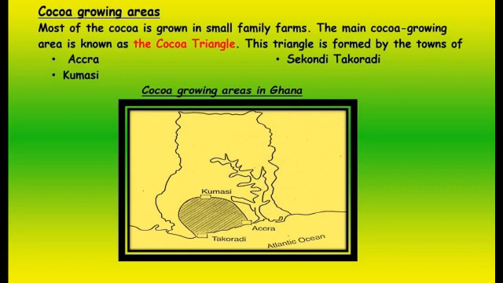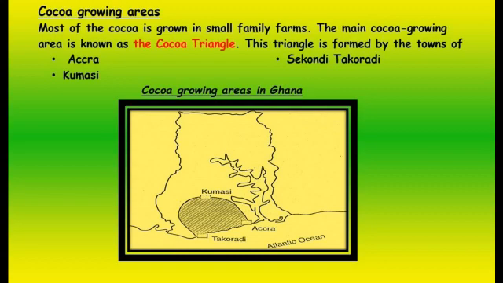Class, not all areas in Ghana grow cocoa. Therefore, let's look at the cocoa growing areas. Most of the cocoa is grown on a small scale, in small family farms. The main cocoa growing area is referred to as the cocoa growing triangle. The cocoa growing triangle is made up of Accra, Kumasi, Sekondi, Takoradi. And sometimes we have Tamale, but the main triangle is Accra, Kumasi, Sekondi, Takoradi.